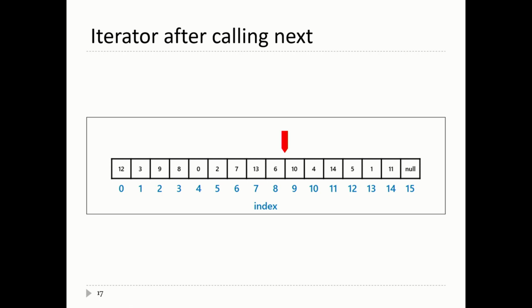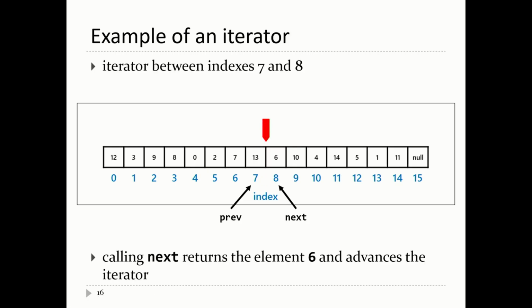Okay, so if you call next, the iterator advances one position to the right. So it's now between the elements at indexes 8 and 9. If you ask the iterator for the value, it returns the 6. And similarly in this picture here, if you ask that iterator for its value, it would return the 13.